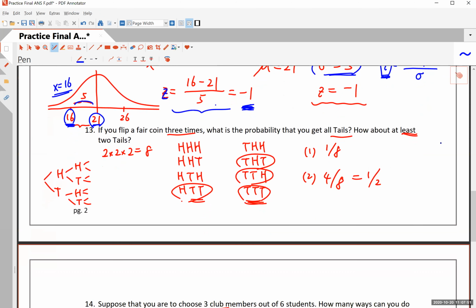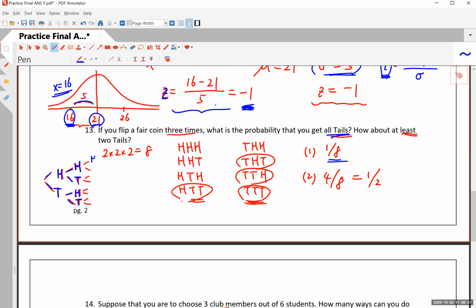All right, number 13. If you flip a fair coin 3 times, what is the probability you get all tails? And the answer is 1 over 8. That's pretty simple, and the best way, I think, to come up with this answer, 1/8, is to list all the possible outcomes. In this case, you have 3 coins, so look at this thing called a tree diagram. The first one could be heads or tails. The second one could also be heads or tails, independent of the first outcome, and so on.